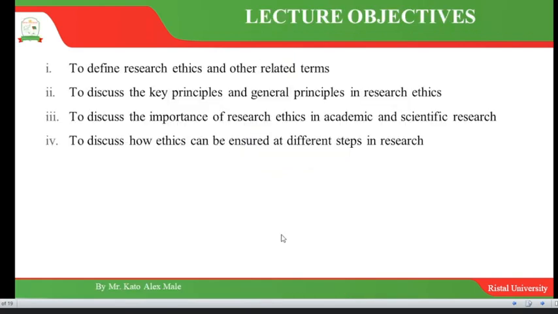So these are our lecture objectives for today. One, to define research ethics and other related terms. Two, to discuss the key principles and general principles in research ethics. Number three, to discuss the importance of research ethics in academic and scientific research. Four, to discuss how ethics can be ensured at different steps in research. We shall see another objective, though I haven't included it here. We're going to see how we can apply research ethics in different methodologies of data collection.